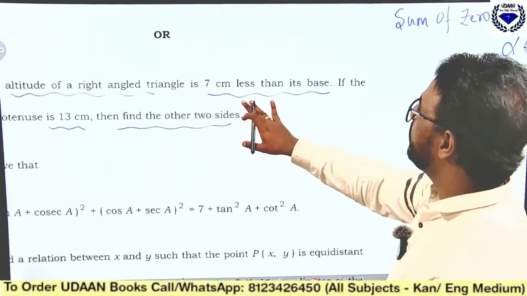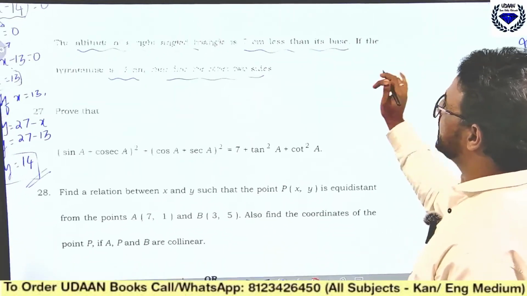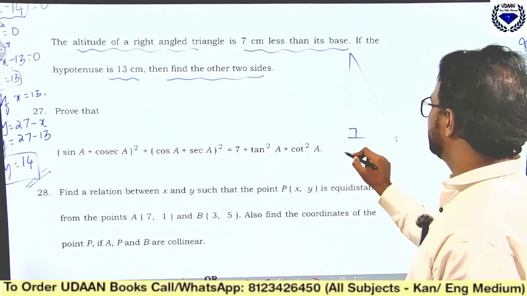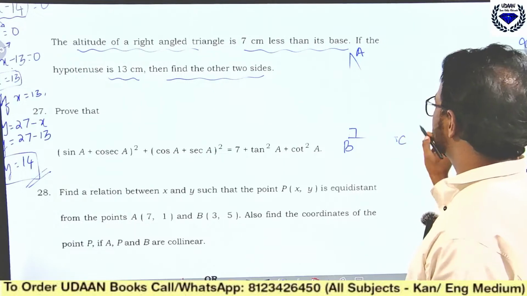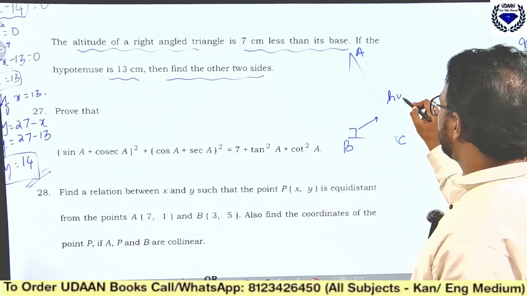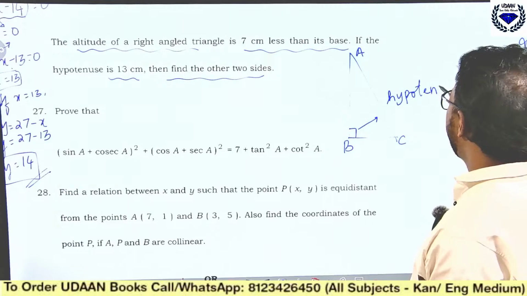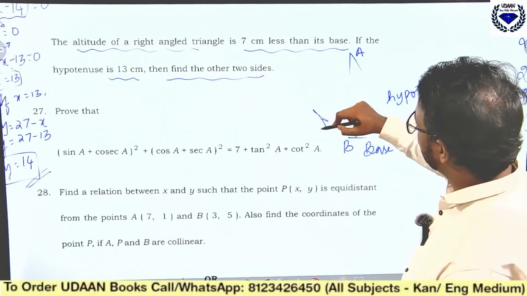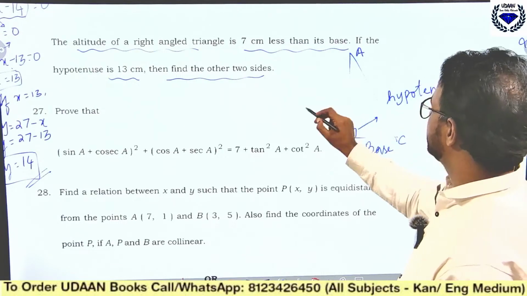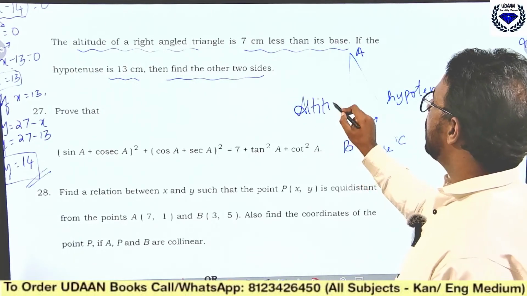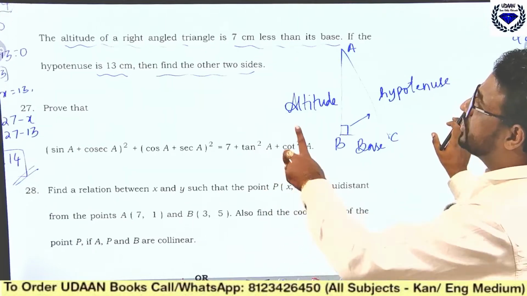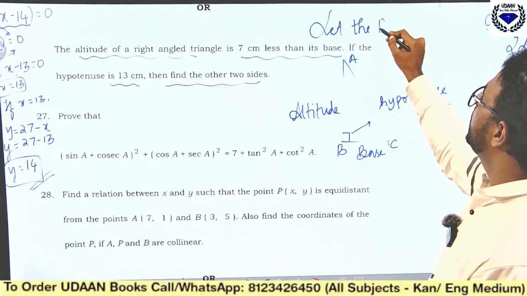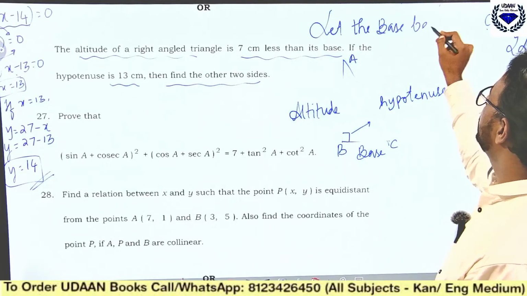See, the altitude of a right triangle is 7 centimeter less than its base. So suppose this is a right angle triangle and this is B, this is A and this is C. Opposite of 90 degree is what? Hypotenuse. And this is base and this is what? Altitude. This one is altitude. Now what they have said is the altitude. So what will I take? Let the base be x.